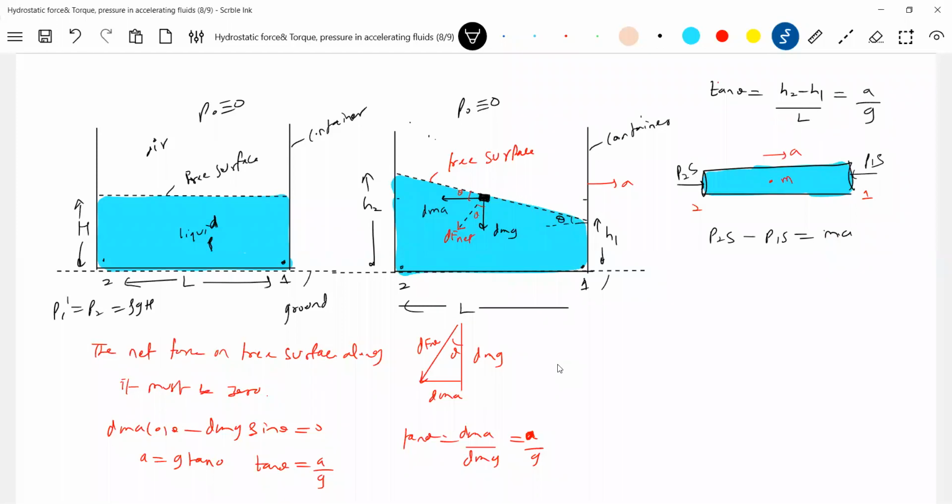The pressure force can accelerate it. It can rotate, it can do work, positive work and negative work. It possesses its own energy. So P2S minus P1S equal to MA. What is P2? Rho g h2. What is P1? Rho g h1, times S. What is M? Mass of the liquid present in the cylinder, which is rho S L, into a.